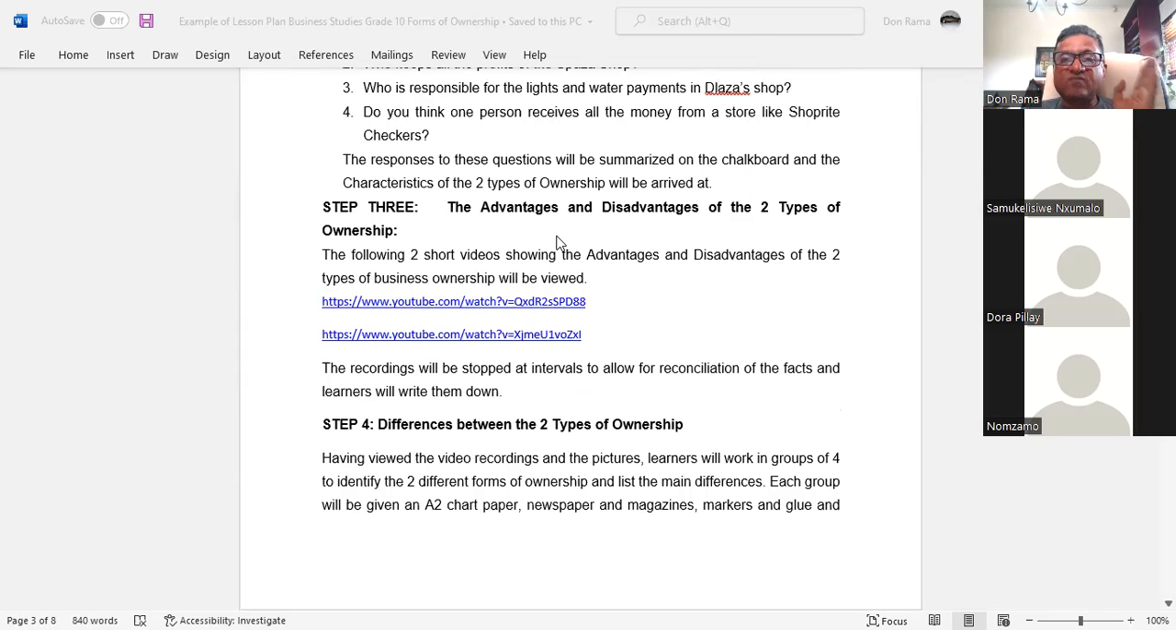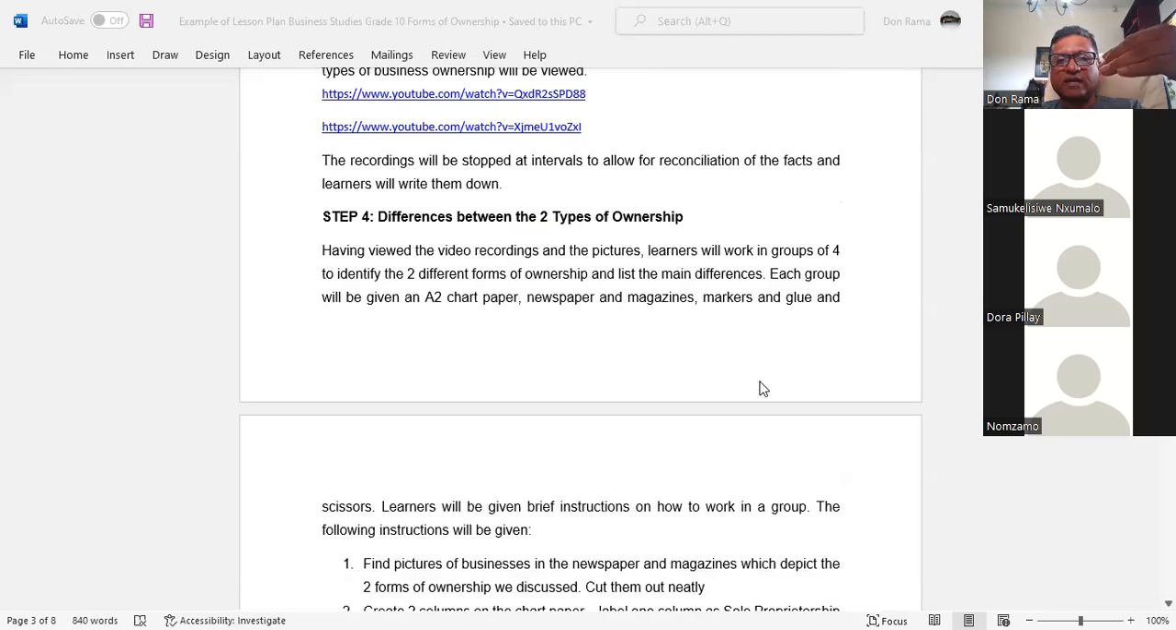In step 3, advantages and disadvantages. Here as well, I look at 2 videos, and I'm using the video as my resource here. And then we use those videos and we stop those videos at certain points to reconcile, to reinforce certain things. Step 4, the differences between the 2 types. Here as well, we look at what can help us to teach this. We're looking at the resources that we can use, and we're looking at how the learners are going to learn about this. So we use group work here, right?